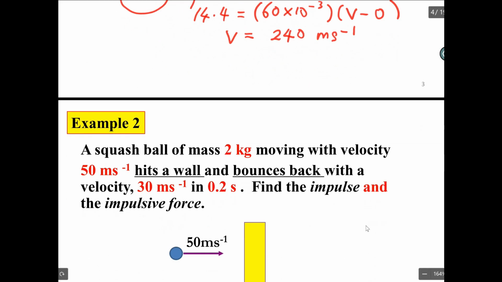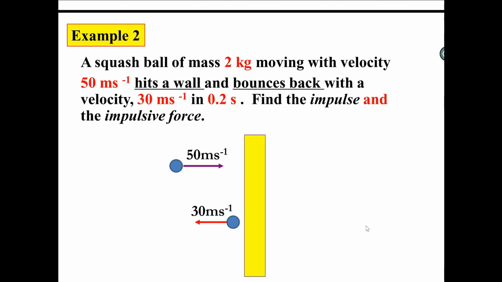Okay, next example 2. A squash ball of mass 2 kg moving with velocity 50 meter per second hits a wall and bounces back with a velocity 30 meter per second in 0.2 second. Find the impulse and the impulsive force. So dia suruh cari impulse dan impulsive force. Satu dia suruh cari impulse, another one is impulsive force.